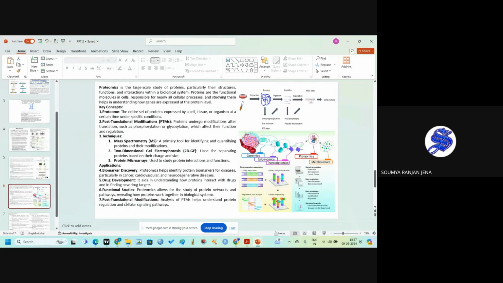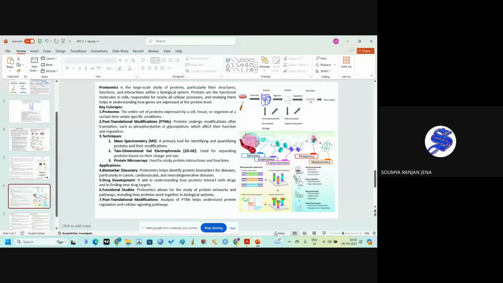And in functional study, proteomics allows for the study of protein networks and pathways. If you know which proteins are involved in the disease processes, then we can study those protein pathways, and this pathway reveals how proteins work together in a biological system. And also we can study post translational modification. PTMs help understand protein regulation and cellular signaling pathways.